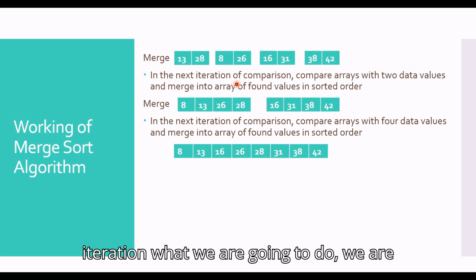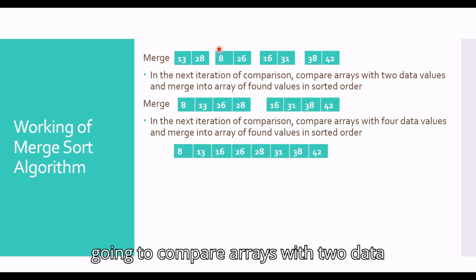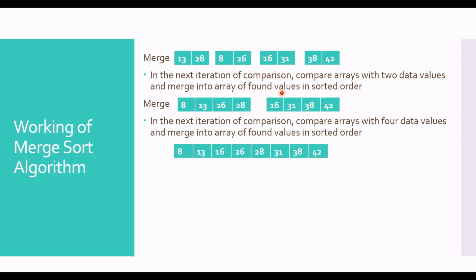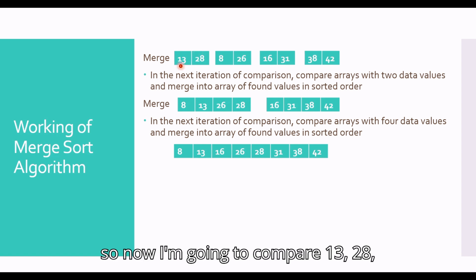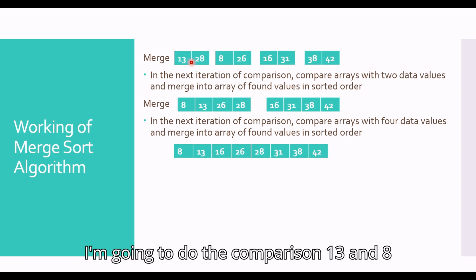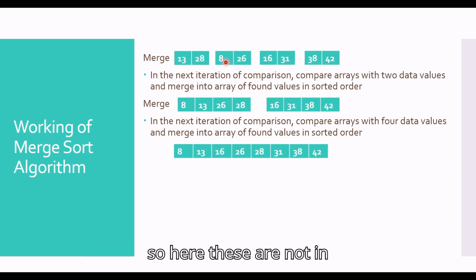So in the next iteration, we are going to compare arrays with two data values and merge them into an array of four values in sorted order. So now I'm going to compare 13, 28, 8 and 26. I'm going to do the comparison of 13 and 8. Here these are not in sorted order, so we swap the values: 8 and 13.